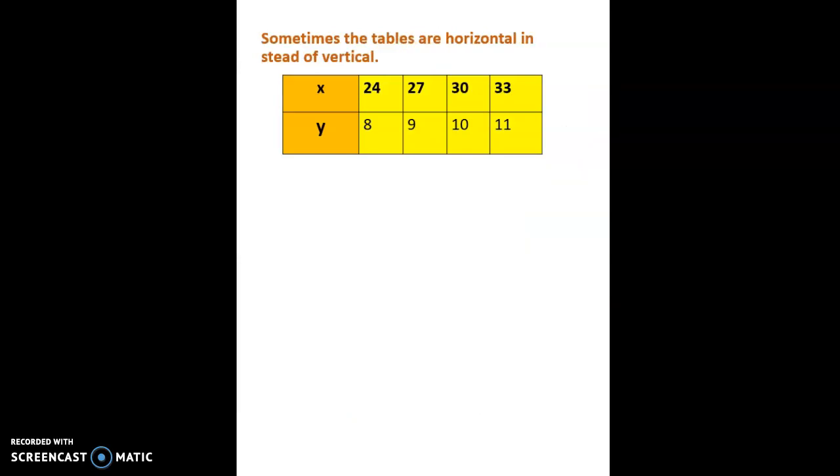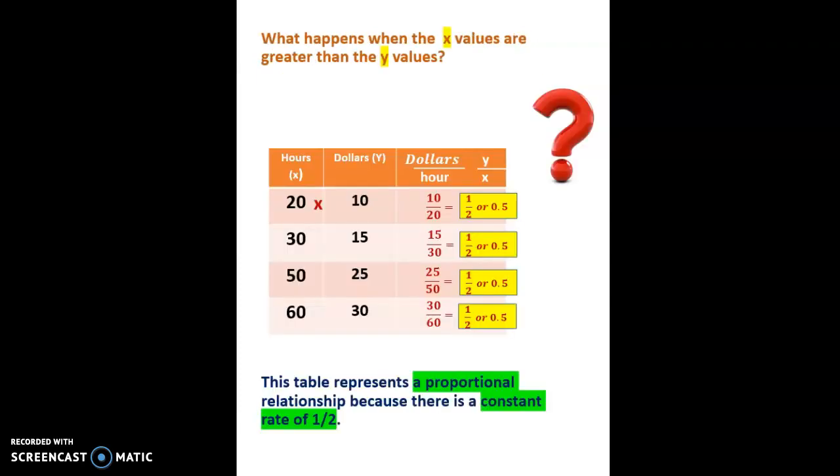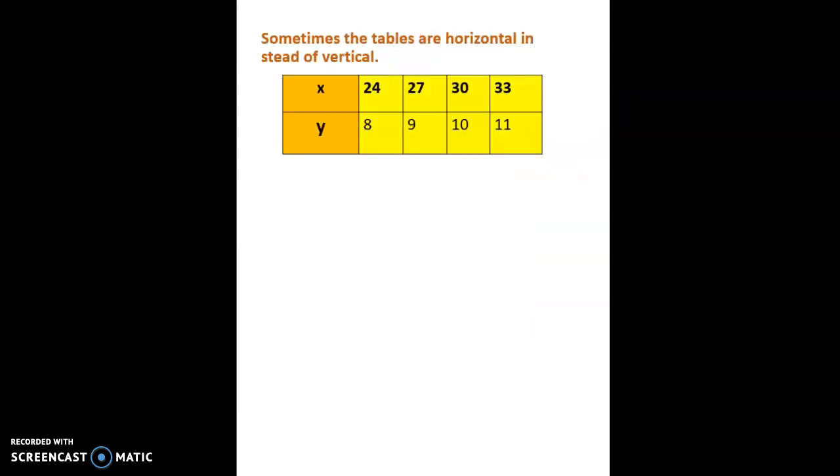Sometimes the tables are horizontal instead of vertical. In all of our other examples, the columns went down. Hours were up and down, dollars are up and down. Here we have the columns going side to side. So let's look. Our x value is 24 and our y value is 8.